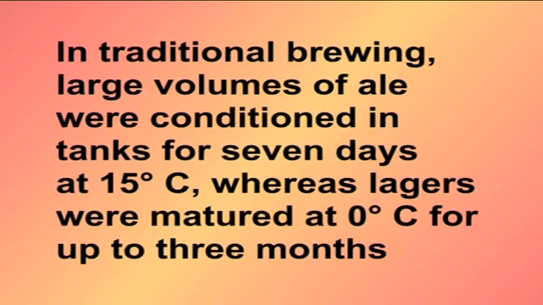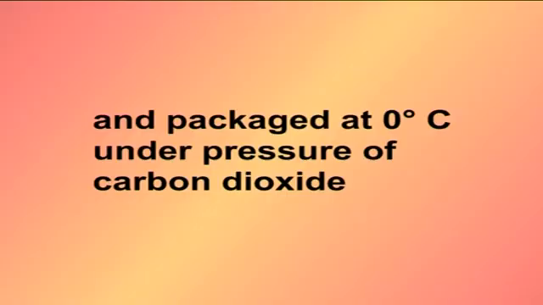In traditional brewing, large volumes of ale were conditioned in tanks for 7 days at 15 degrees Celsius, whereas lagers were matured at 0 degrees Celsius for up to 3 months. Beer produced on a large scale in modern breweries is kept free of oxygen, which ultimately spoils beer, filtered through cellulose or diatomaceous earth to remove all yeast, and packaged at 0 degrees Celsius under pressure of carbon dioxide.